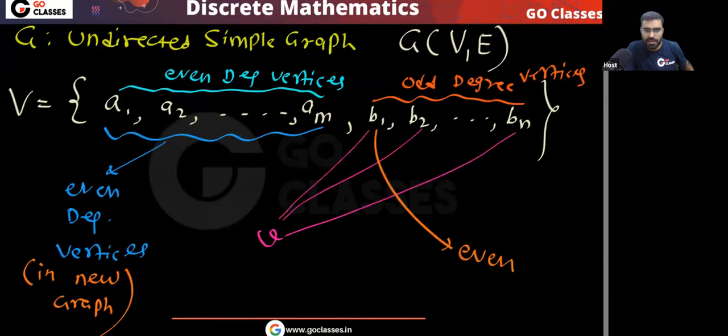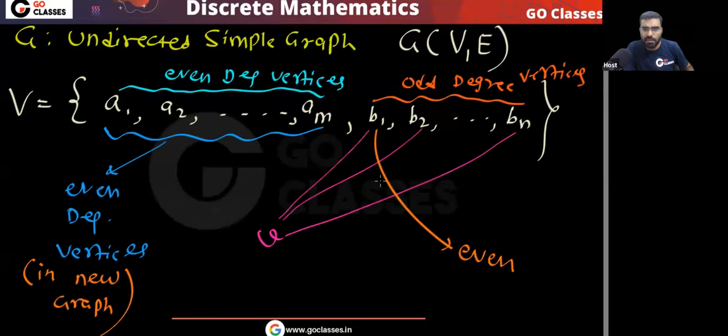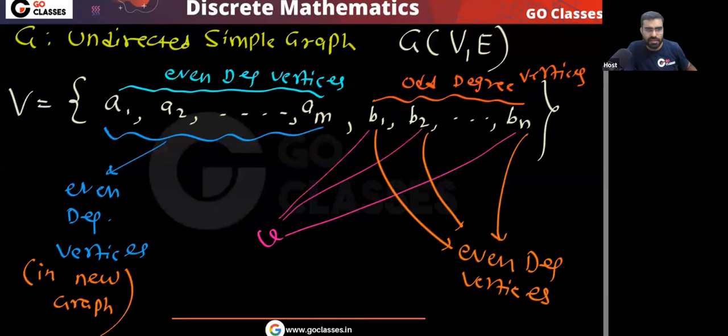So very simple. In the old graph, this is an odd degree vertex. In the new graph, what will happen? This will become an even degree vertex. Similarly, B2 will also become an even degree vertex, and Bn will also become an even degree vertex in the new graph.